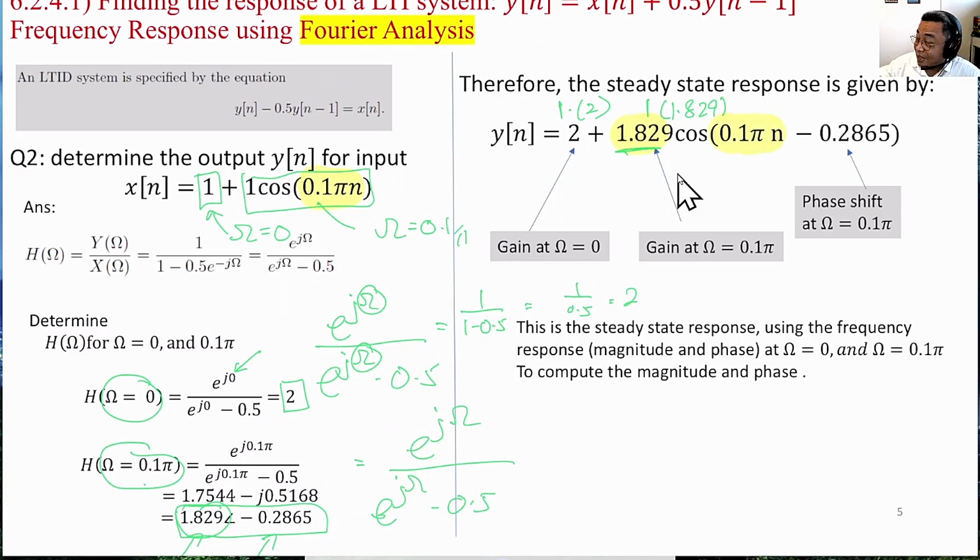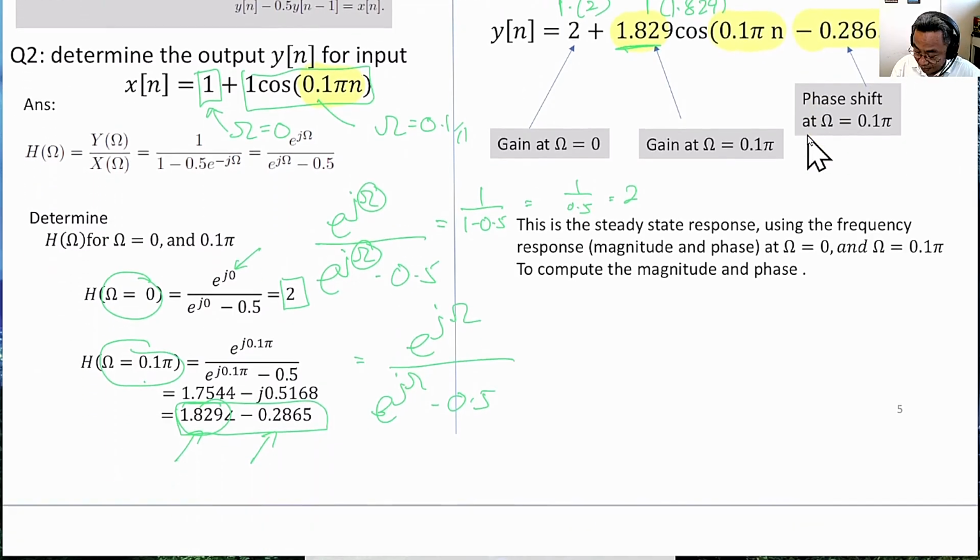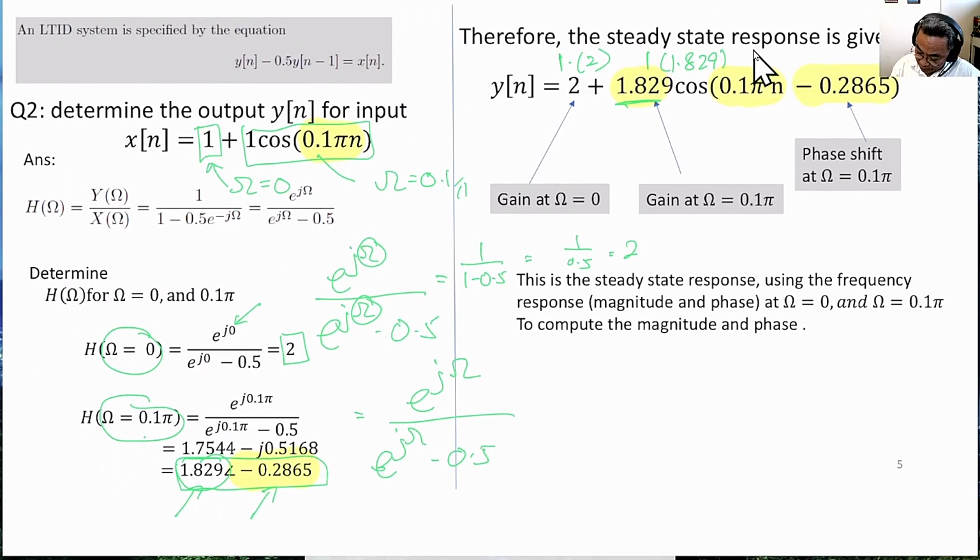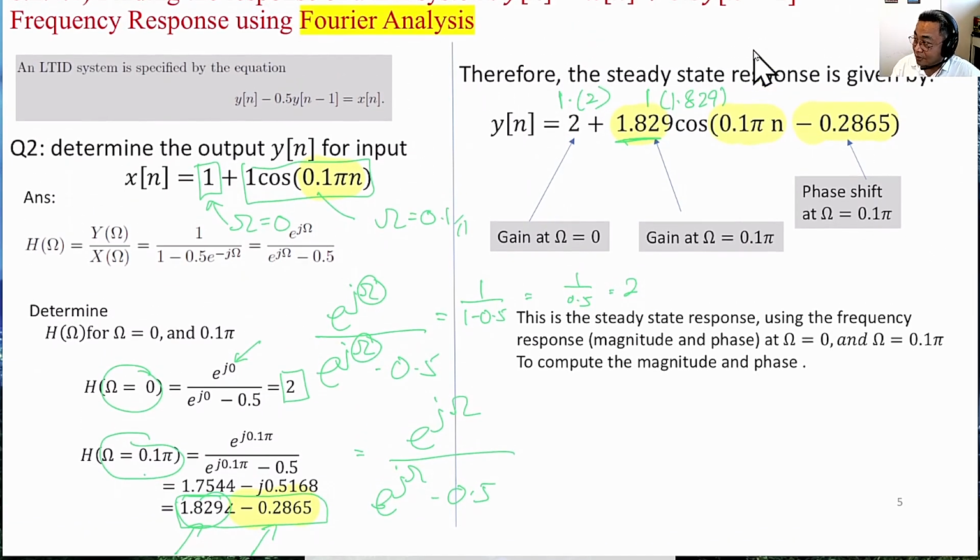So remember, cosines are eigenfunctions. Cosine of this frequency goes in, the same cosine comes out, the same frequency. The magnitude is now changed by this frequency response, as well as the phase. So this minus 0.2865 comes from here, this value here. It means that at this frequency of 0.1 pi, the sinusoid will be delayed by 0.2865 radian. Okay, so this is the general idea.